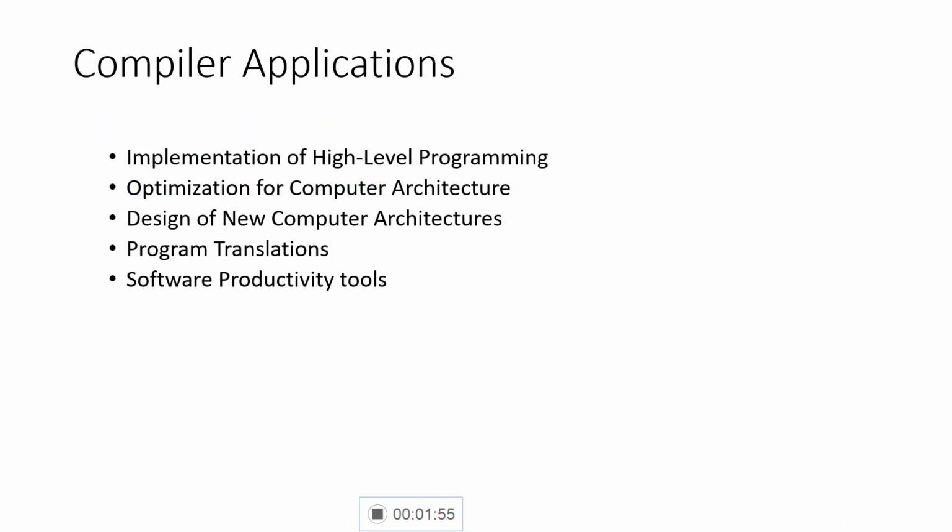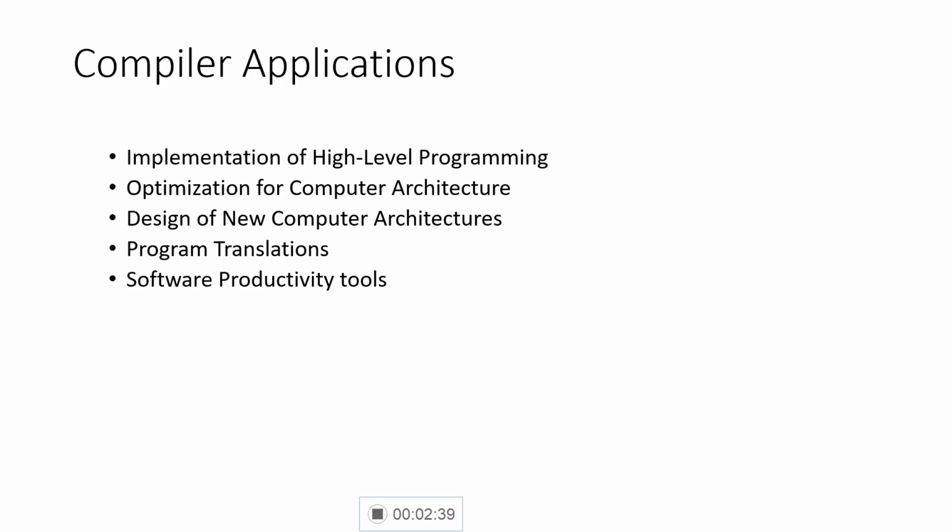And the next one is computer application. Computer application covers implementation of high level programming, optimization for computer architecture, design of new computer architecture, program translation, and software productivity tools. Implementation of high level programming means the program written in C, C++, Java, and any other programming languages. Optimization for computer architecture: the main advantage of computer architecture is the memory hierarchy. It follows the memory hierarchy, and it also uses parallelism, like the pipelining concept and so on.